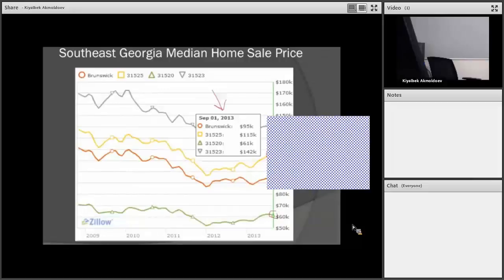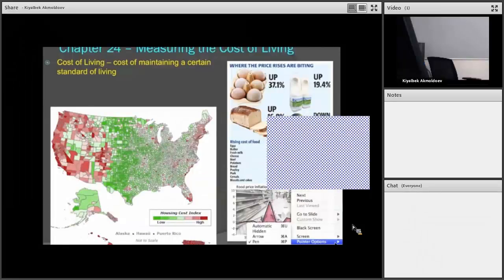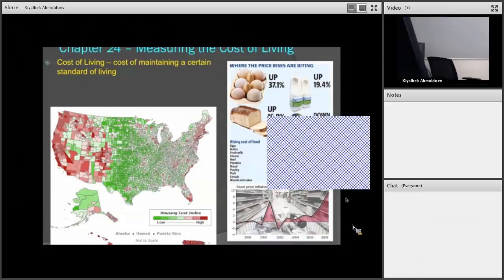So, the point of this is to show you that within a state or state to state, there can be a tremendous distinction between the cost of living in one place and the cost of living in another place. And the cost of living is essentially, what does it take me to survive, to live in a particular area, and based on what I'm used to living like.